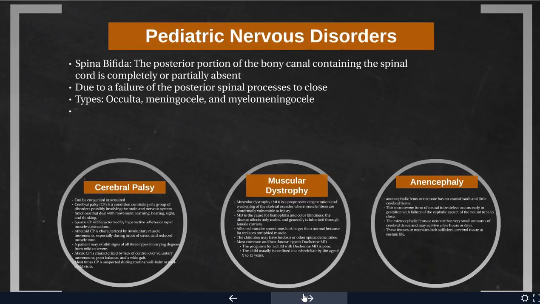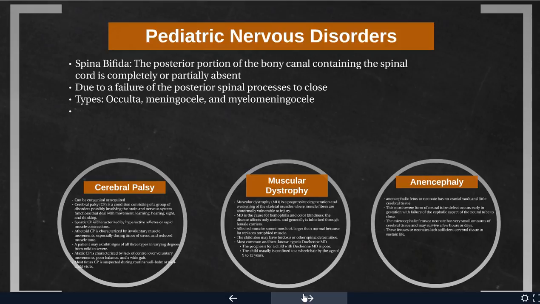So next we have pediatric nervous disorders. There is spina bifida, and that is where the posterior portion of the bony canal containing the spinal cord is completely or partially absent. This is usually due to a failure of the posterior spinal processes to close. There are three types that you should be aware of. Make sure you read about these in your textbook or in the lecture notes. There is spina bifida occulta, a meningocele, and a myelomeningocele.